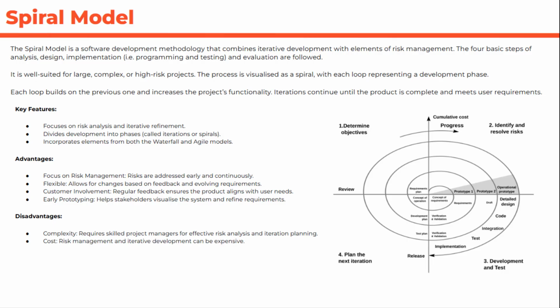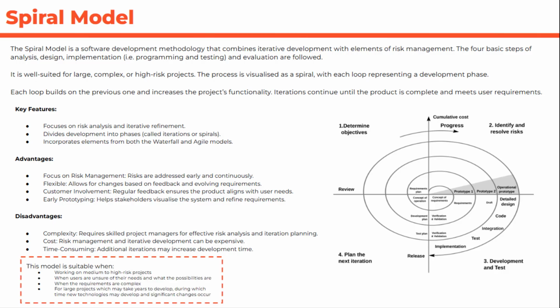There is a cost associated to this as well because risk management and iterative development can be expensive. And why is it expensive? Because the user might tweak and change things as we go and creep away from the original scope of the project. And that's called project creep, or scope creep. That's where we move away from the original objectives, and that's going to cost us because we didn't originally plan for doing it in the first place. And those changes are time consuming. So additional iterations may increase development time. We don't know how long it will take us in this case.